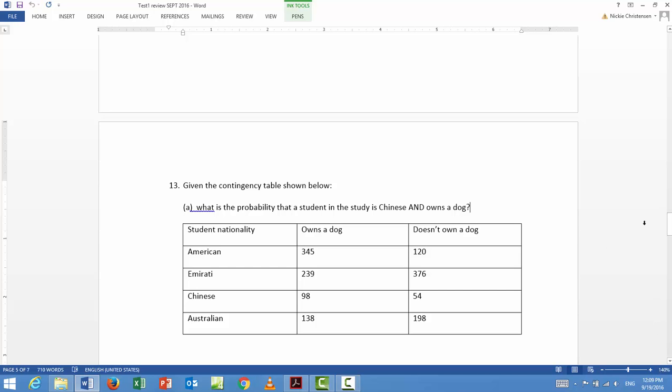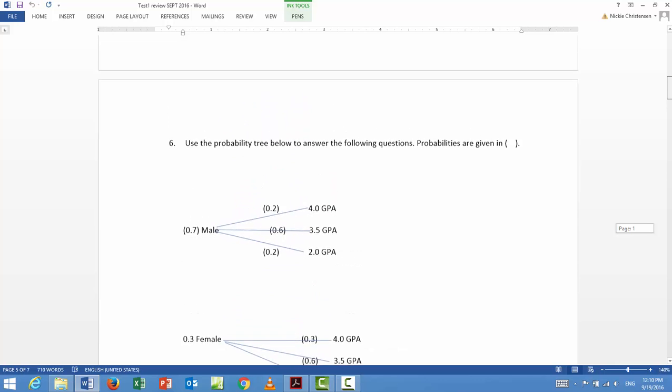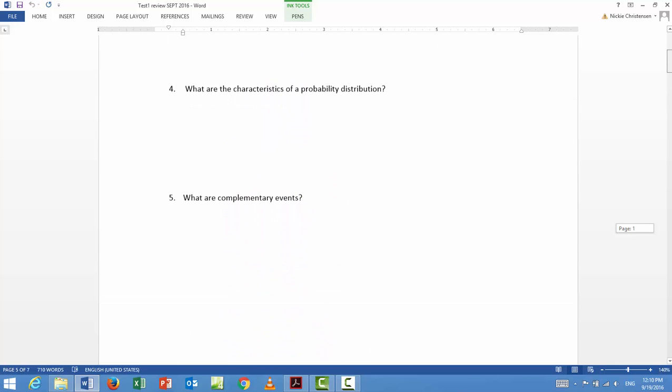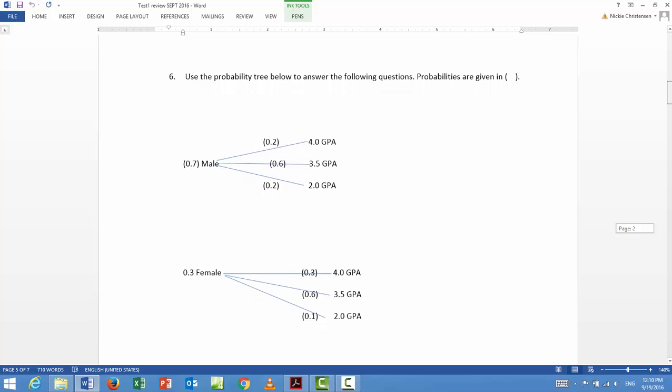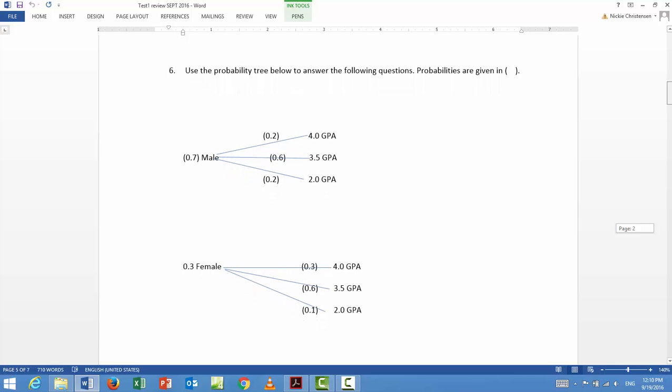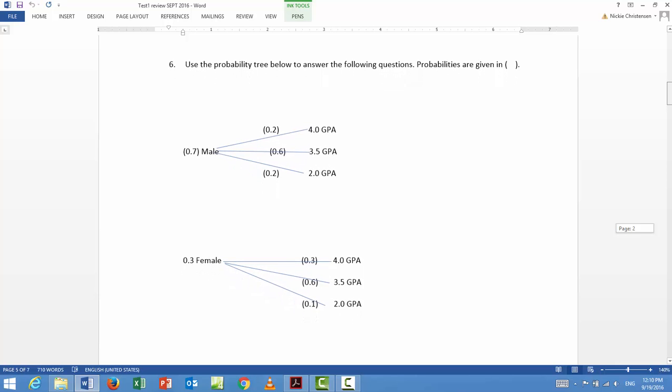Okay, this is exam 1 review, and we're going to start with question 6. Questions 1 through 5 are just theory, so we'll do question 6 and onwards. Question 6 is a probability tree. It's slightly different from the type of tree that we worked on during this unit, but it's pretty intuitive.